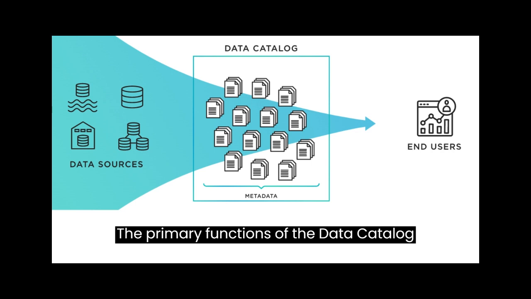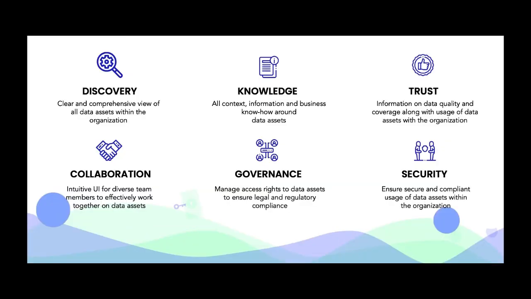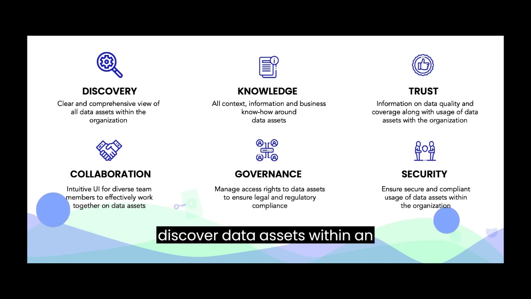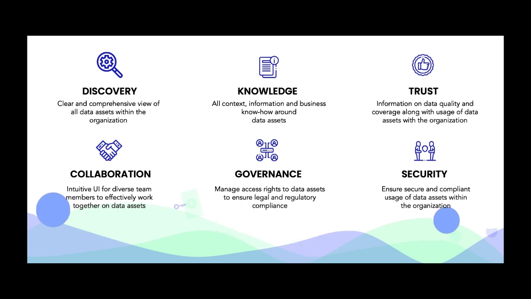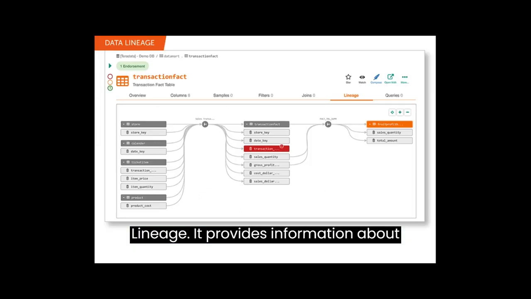The primary functions of a data catalog are: data discovery. It allows users to search for and discover data assets within an organization. This is essential for data analysts, data scientists, and business users to find the data they need. Data lineage. It provides information about the origin and transformation of data, helping users understand how data flows through the organization and how different datasets are related.